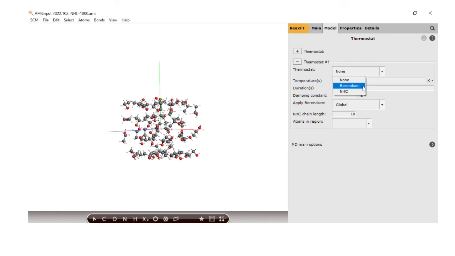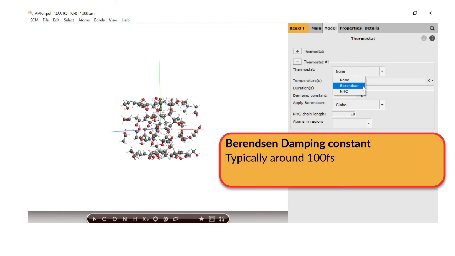The Berendsen thermostat is often used with short damping constants in the order of around 100 femtoseconds. However, setting the damping constant too low is known to result in severe artifacts that may even lead to a flying ice cube effect, where all kinetic energy is wrongly transferred from vibrational into rotational degrees of freedom.